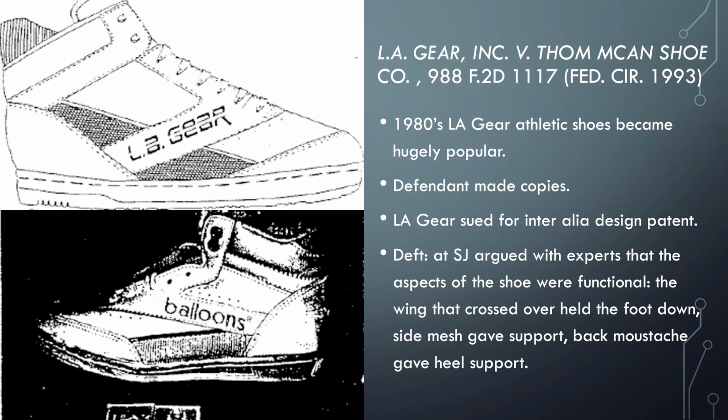Now, at summary judgment, the defendant argued, and they had experts, that the aspects of the shoe of LA Gear's design patent, they were functional. For example, there's that wing that crossed over that holds the foot down, kind of this strap that goes around the front. The side mesh to the LA Gear shoe gave support. The back mustache-shaped heel gave support. And that was their argument.